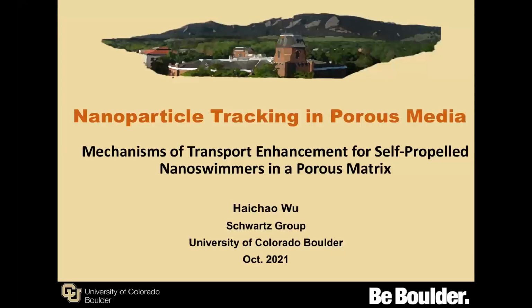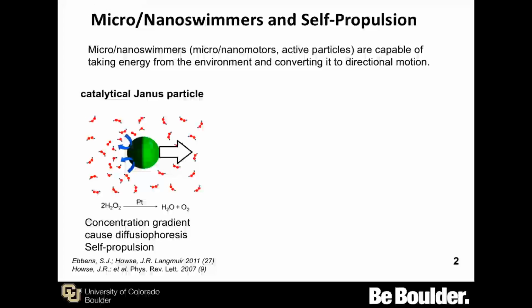So the project I'm going to talk about today is using a nanoparticle tracking method to understand nanomotors transporting in porous medium. Nanomotors, also called nanoswimmers, are active particles, a type of particle able to take energy from the environment and convert it to directional flow. A classic example would be a catalytic Janus particle. Usually half of this kind of particle is coated with a metal like platinum.